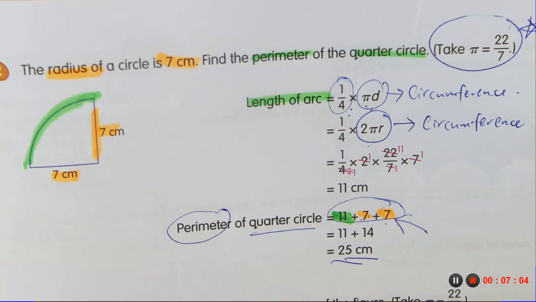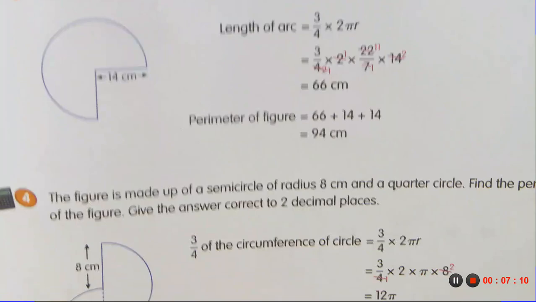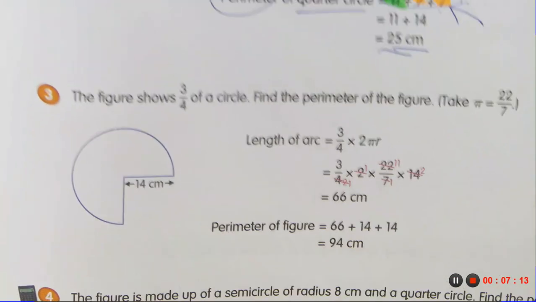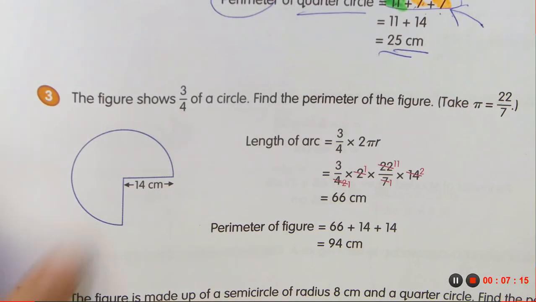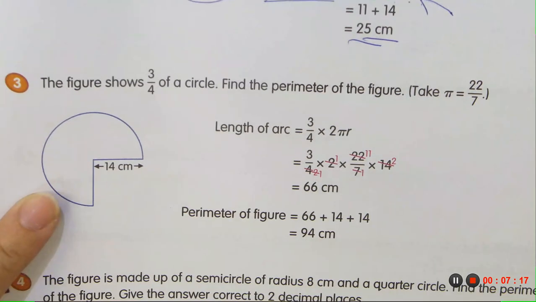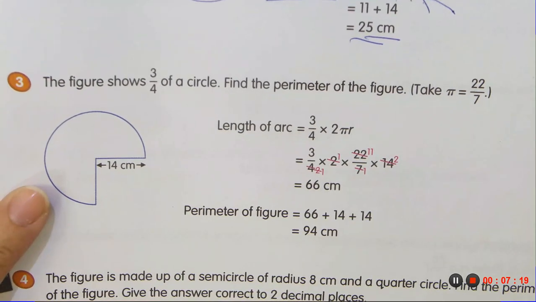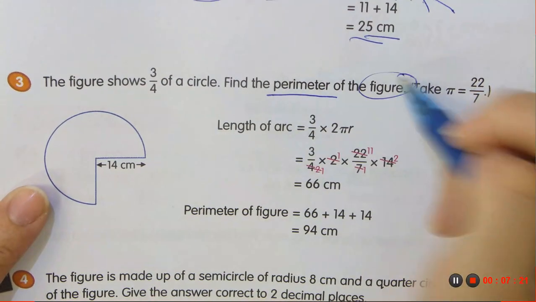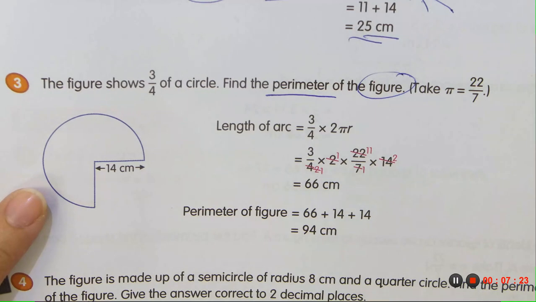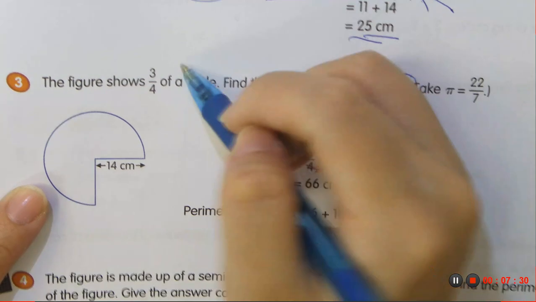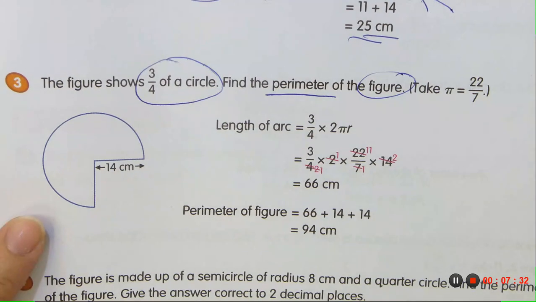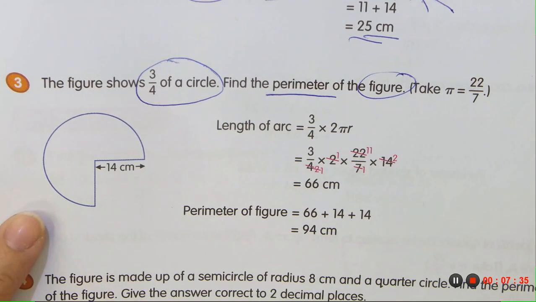Okay, is everybody clear with that? Let's move on. I think we can do a bit faster in the next question. Come, Aiden. In this question, the question says the figure shows 3/4 of a circle. Find the perimeter of the figure. What is the figure again? 3/4 of a circle. The figure is 3/4 of a circle. Very good. It says take pi as 22/7. Aiden, what's pi here again?